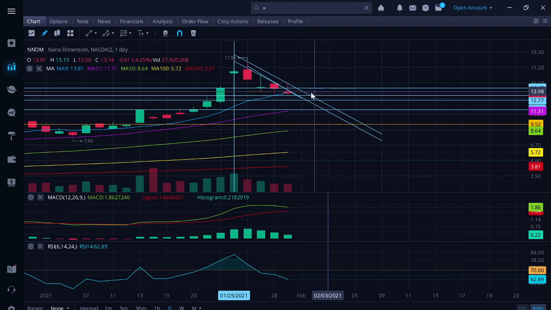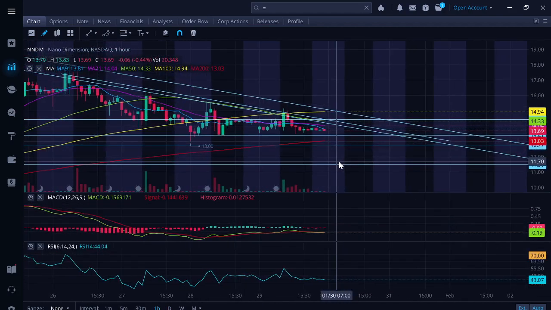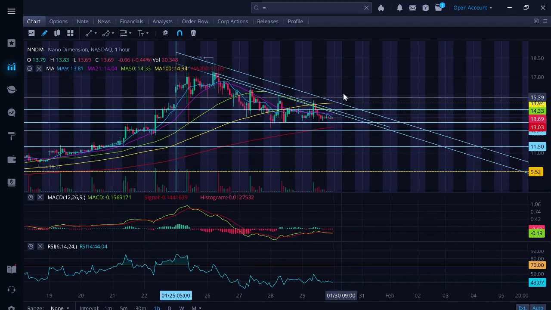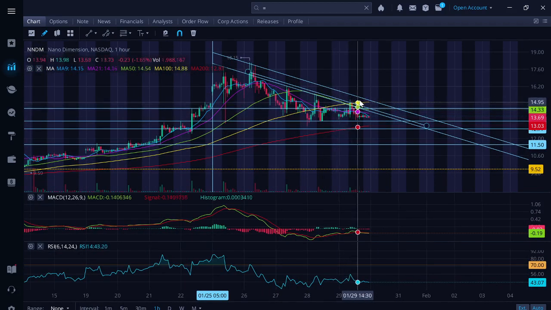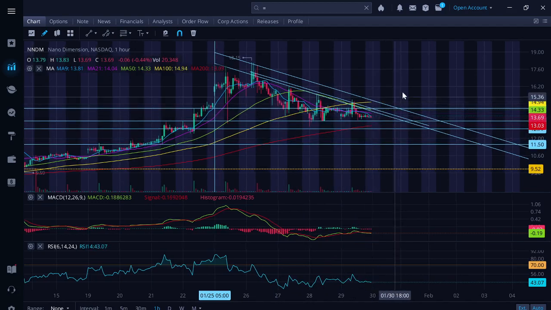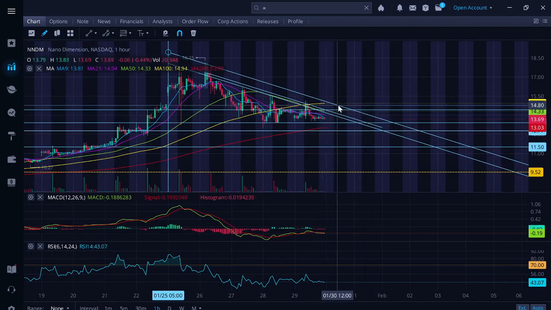But this indicates that the pressure is lifting. The consolidation is getting smaller and smaller, and it's coming back down to these levels. So again, wait to see, but it has to break at least these two trend lines. But it doesn't look too good right now at this point.